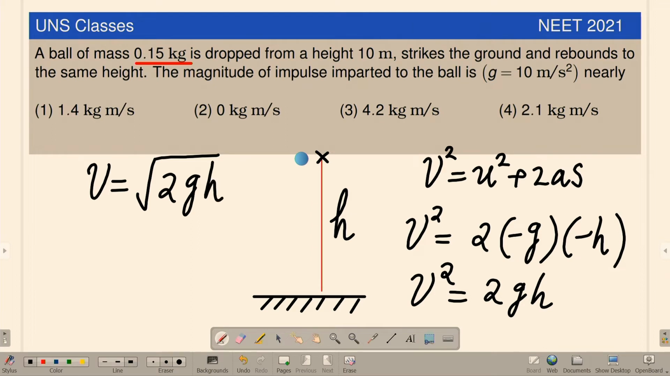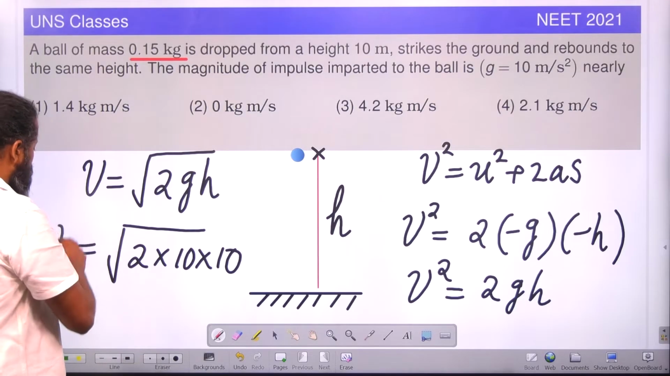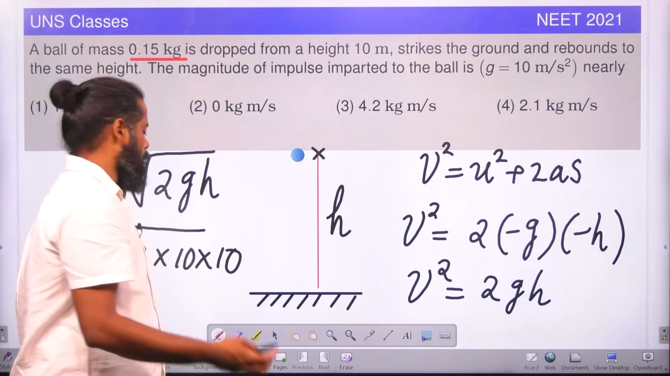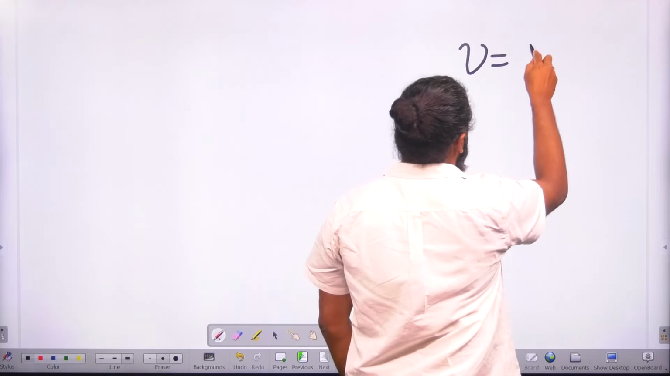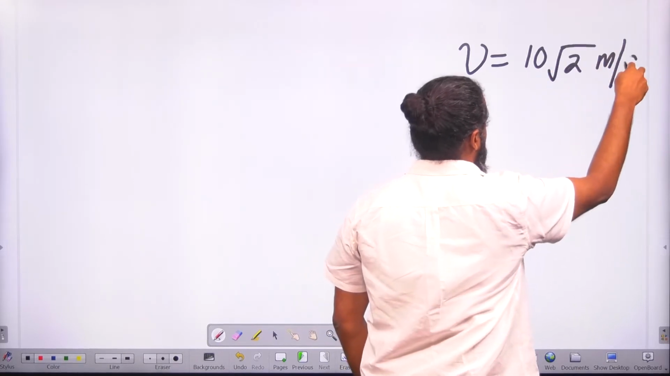How much is g? 10. How much is h? 10. We can say this is equal to root of 2 into 10 multiplied by 10, root of 200, or 10 root 2. The velocity at which the ball hits the ground is 10 root 2 meter per second.